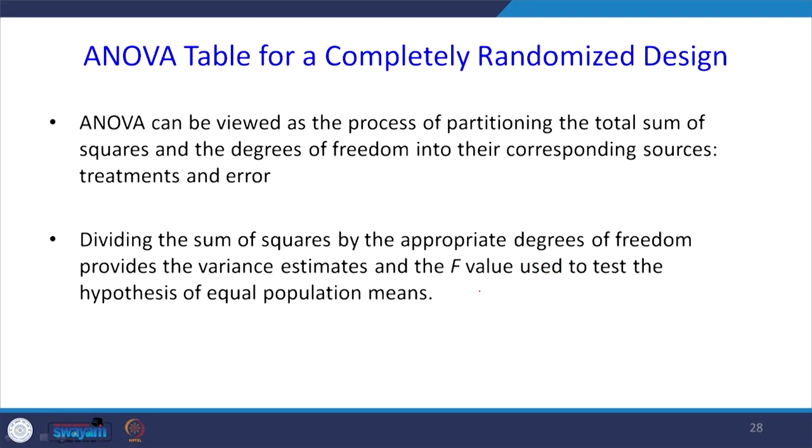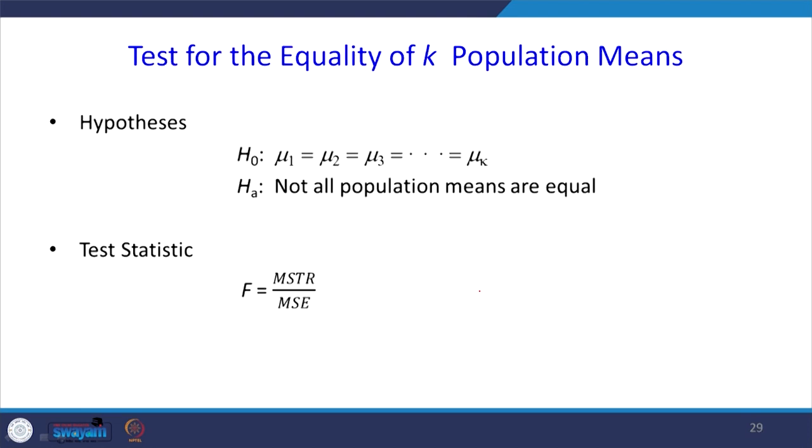Anova can be viewed as the process of partitioning the total sum of square and the degrees of freedom into their corresponding sources, that is treatment and error. Dividing the sum of square by the appropriate degrees of freedom provides the variance estimates and the F value used to test the hypothesis of equal population means. Okay, what is the hypothesis? The null hypothesis as usual, mu1 equal to mu2 equal to mu3. The alternate hypothesis is not all population means are equal. The test statistic is the ratio of mean treatment sum of square divided by mean error sum of square.